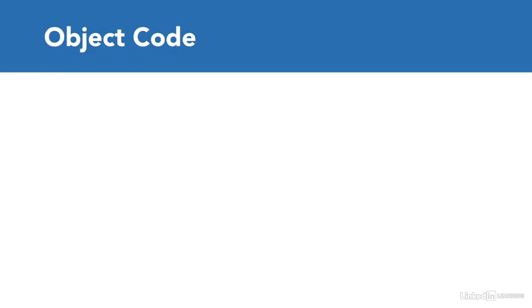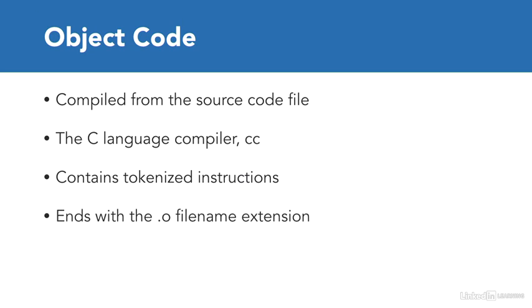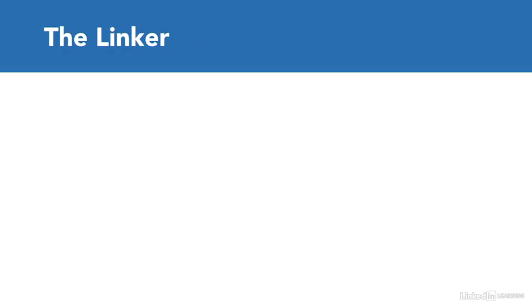The source code is then compiled into object code. The program that creates the object code is called a compiler. The traditional name of the C language compiler is CC, which stands for C compiler. The compiler reads the source code file and generates an object code file. This file isn't a program, but rather contains shortcuts or abbreviations called tokens. Object code files have a .o filename extension, and they use the same file name as the original source code file. The next step is linking.